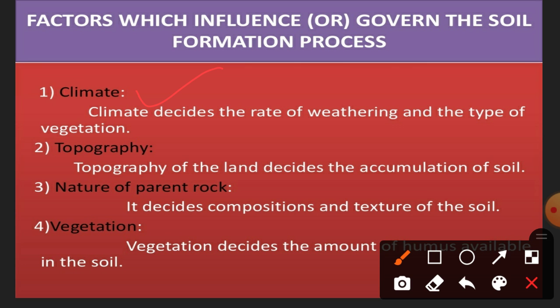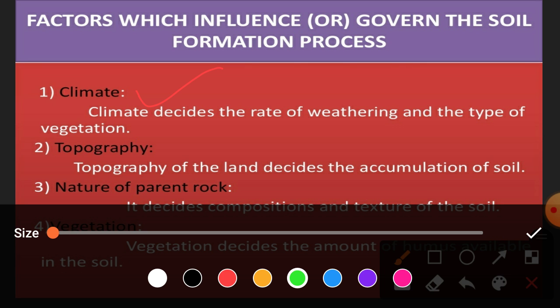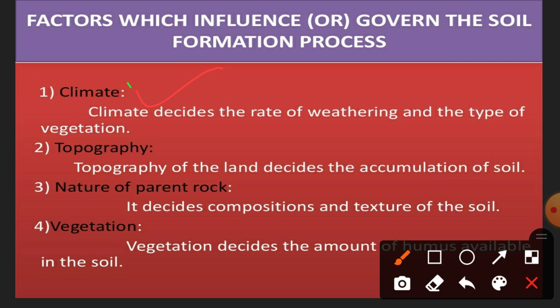First of all, climate. Whatever climate is available in a particular area affects the formation of the soil. So climate decides the rate of weathering and the type of vegetation. And weathering, we just saw this. The first priority for the formation of soil is weathering. If weathering does not take place, soil can't be formed. So the prerequisite for the formation of soil is weathering. If weathering does not happen, the formation of soil will also not happen. And climate decides the weathering. So climate directly affects the formation of soil.